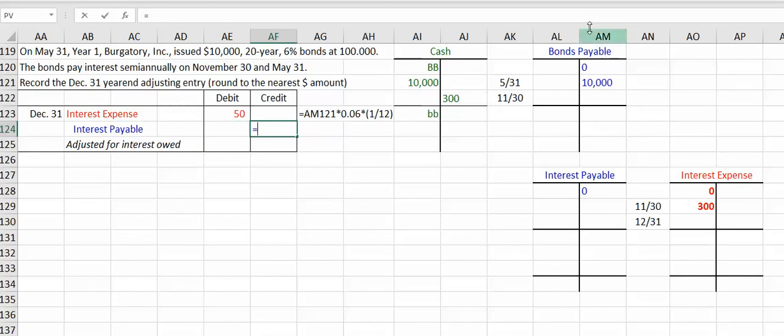So the entry for December 31 is a debit to interest expense. We're not paying this yet, not until later, so the credit is to interest payable.